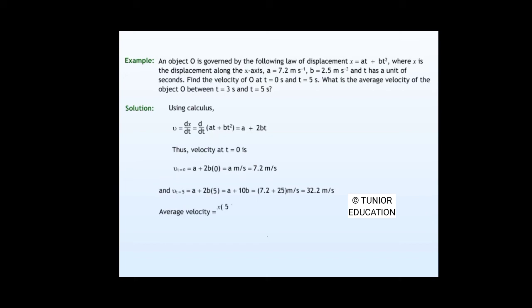Average velocity equals x(5) minus x(3) upon 5 minus 3, which equals (5a plus 25b minus 3a minus 9b) upon 2, which equals (2a plus 16b) by 2, which equals a plus 8b meters per second, which equals 27.2 meters per second.